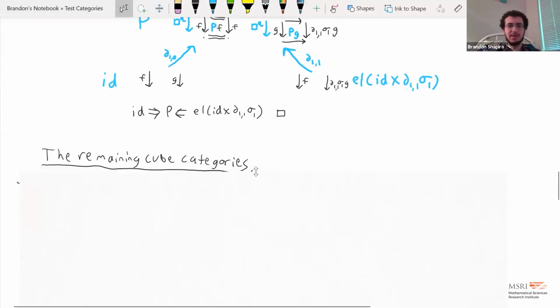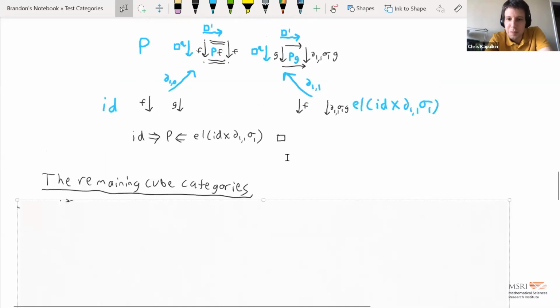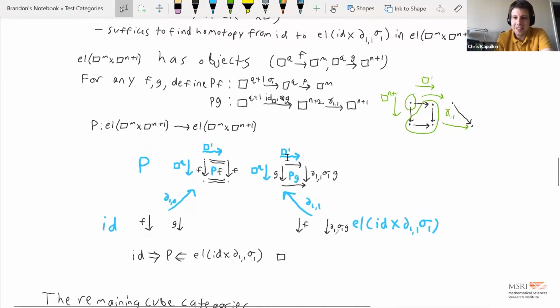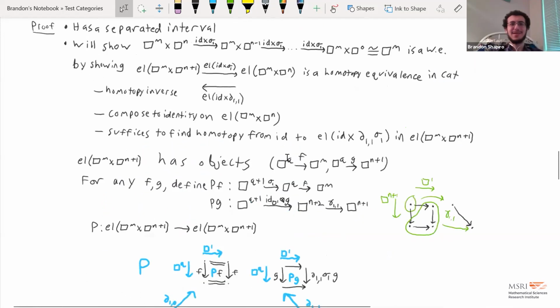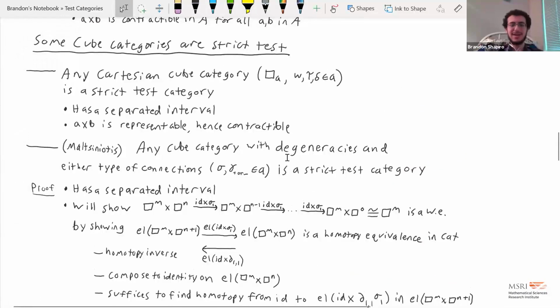But how do we deal with... Ezra asked, degeneracy, you meant connection? Yes, I did. Any cube category with degeneracies and a connection, so it can be either the sup or the inf version of it, is a strict test category by this argument.